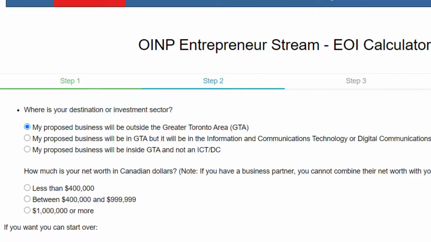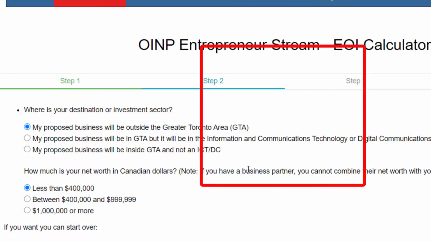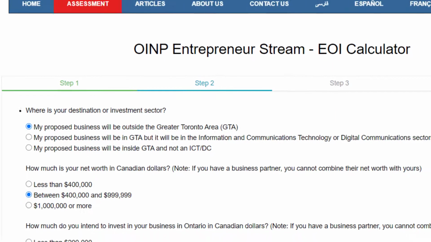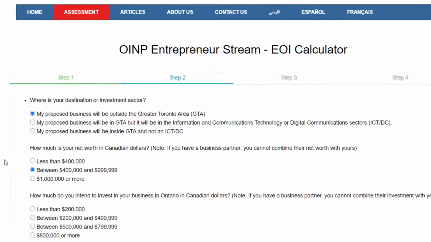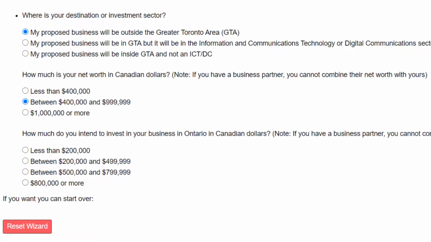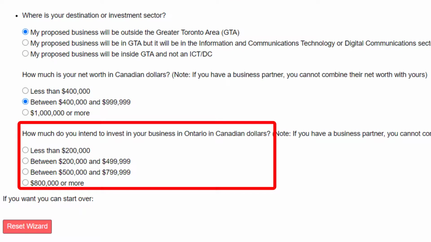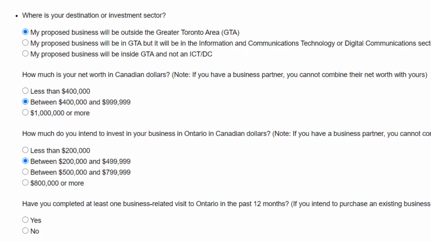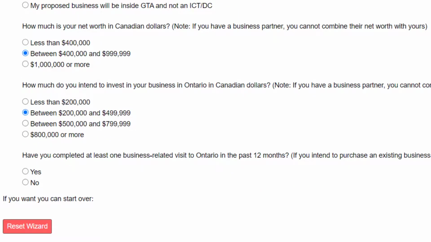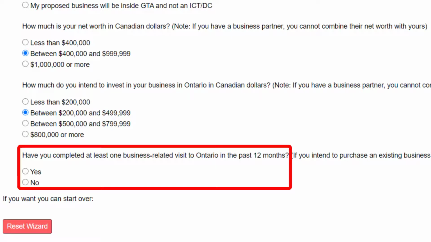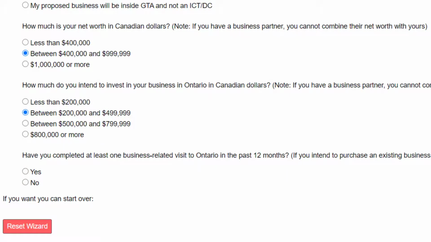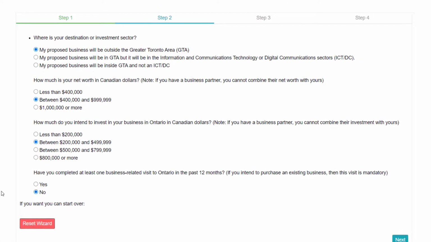Again, if I try to click less than $400,000, it says that you do not meet the minimum requirements. So I pick another option, let's say 400 to almost $1 million. And then they ask me how much investment you are going to make. So let's say between $200,000 and $499,999. And then the next question is: have you completed at least one business related visit to Ontario? Let's say no. And then we are at the end of step 2. So I click next on the lower right corner.